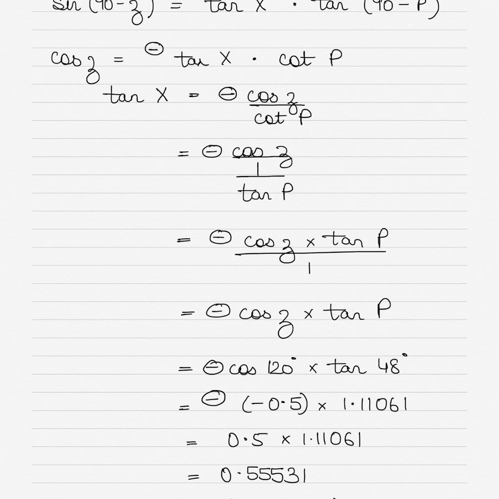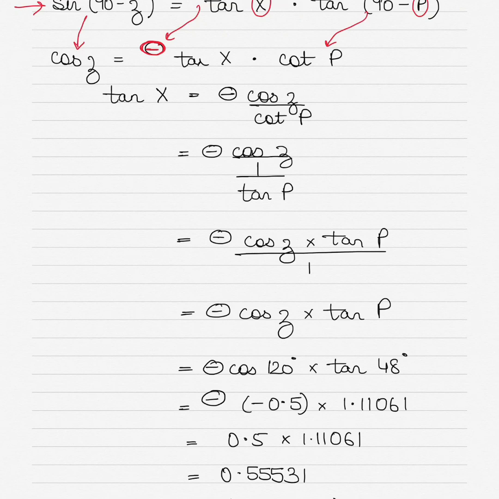So here the equation becomes sine of 90 minus Z equals tan X and tan 90 minus P. Again, because on the right hand side both are angles, I have introduced a negative sign. You will introduce an extra negative sign on the right hand side of the equation. Also, sine 90 minus Z is equal to cos Z. As I have explained before, sine 90 minus theta equals cos theta, and tan 90 minus P equals cot P.